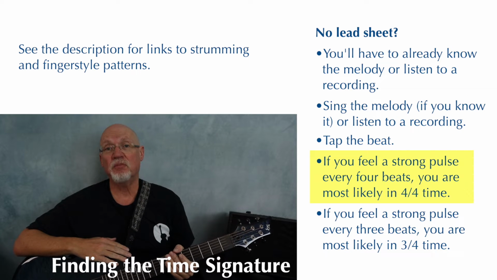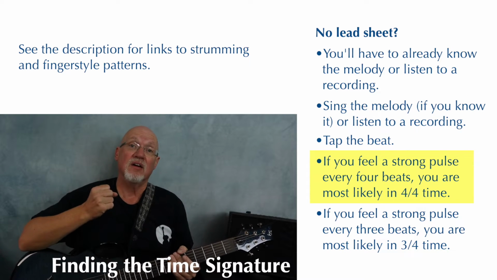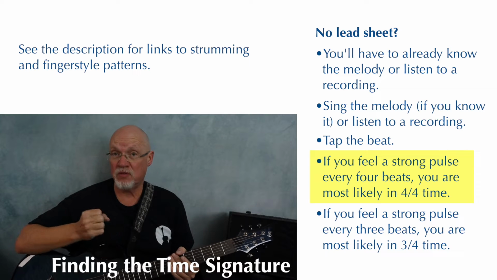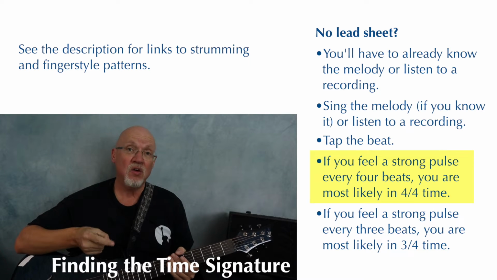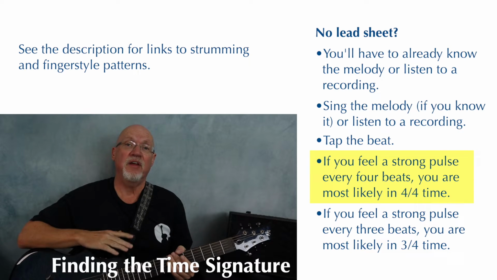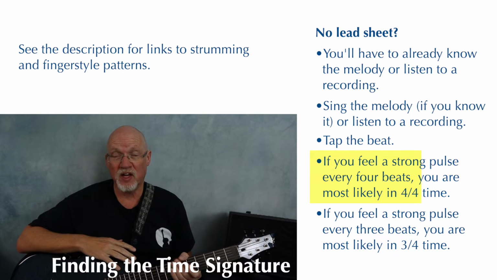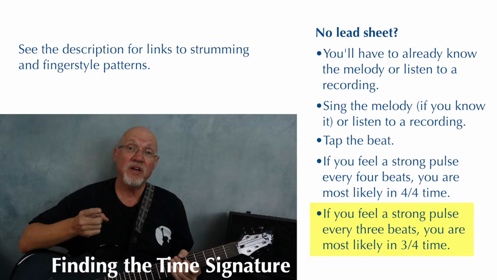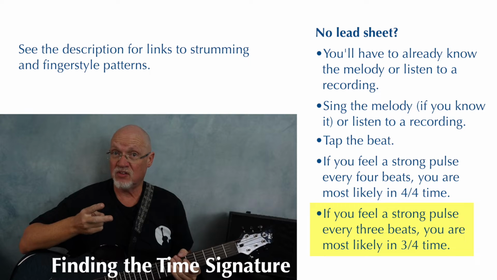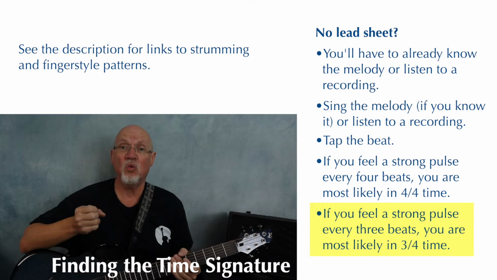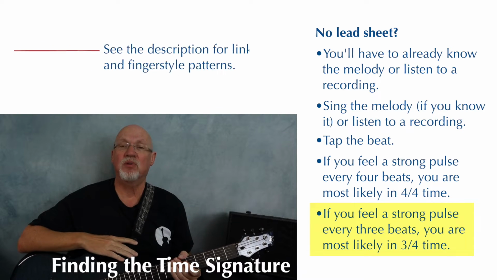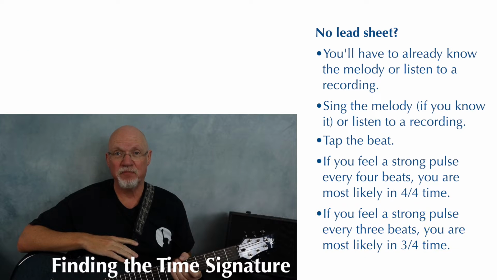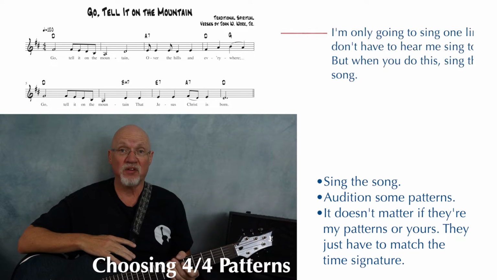If you can feel a strong pulse every 4 beats, like in "Go tell it on the mountain, over the hills, and 1, 2, 3, 4," then you're probably in 4/4 time. If you can feel a strong pulse every 3 beats, like in "We three kings of Orient, 1, 2, 3," then you're probably in 3/4 time. So let's say your song is in 4/4 time.